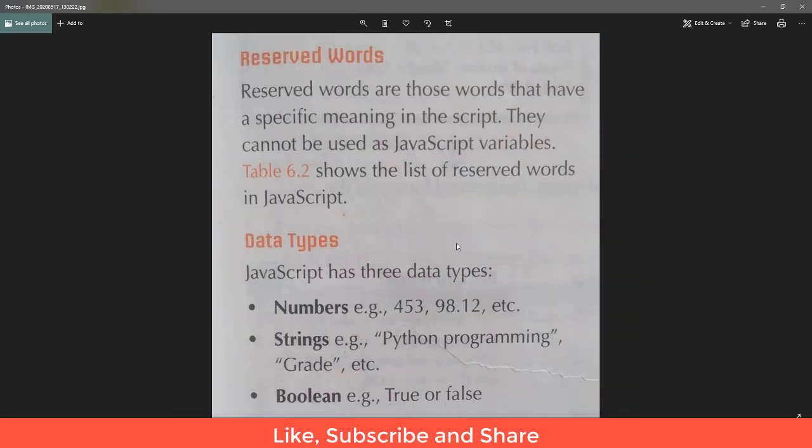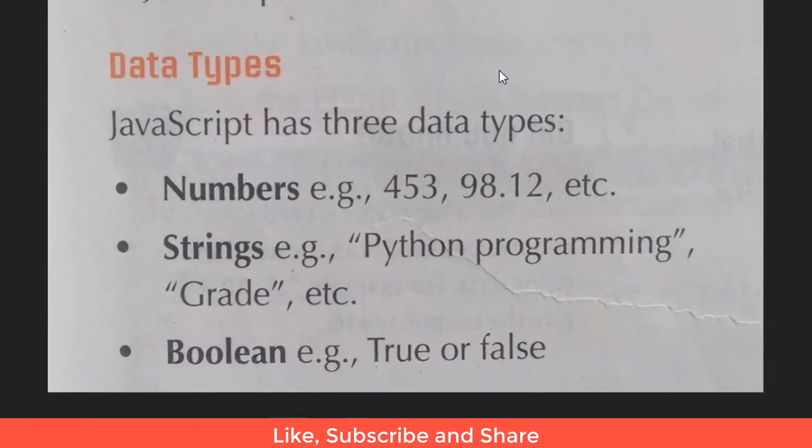And we will talk about data types. So there are a total of 3 data types. That is, a variable can store 3 types of values: numbers, strings, and boolean. Numbers can be any number, can be decimal, can be an integer, can be a negative number, can be a positive number.